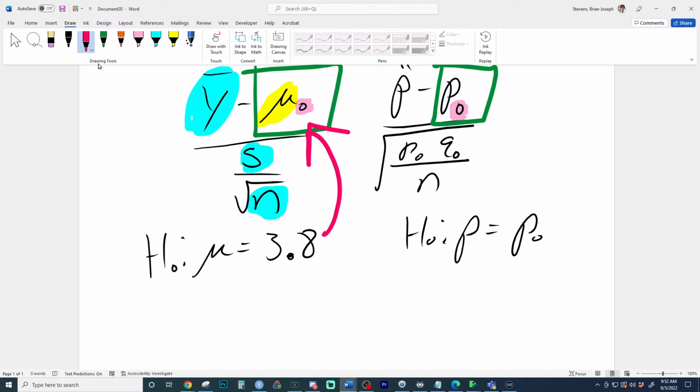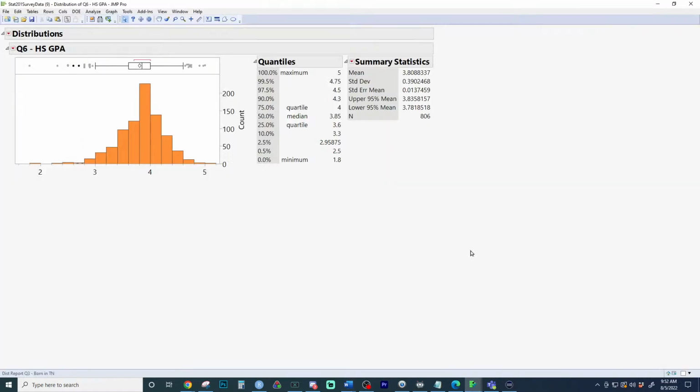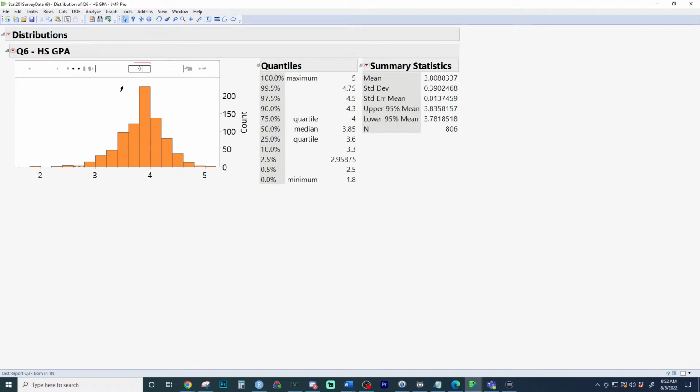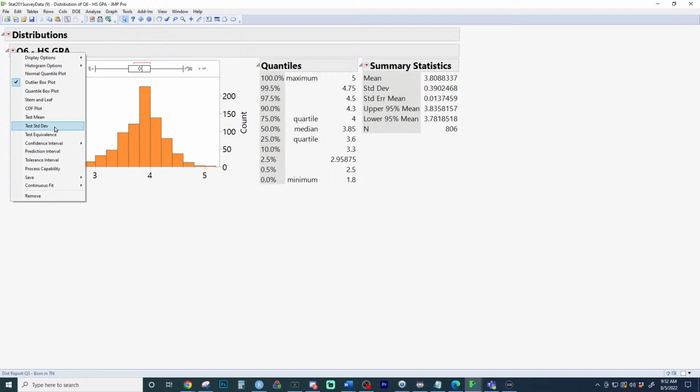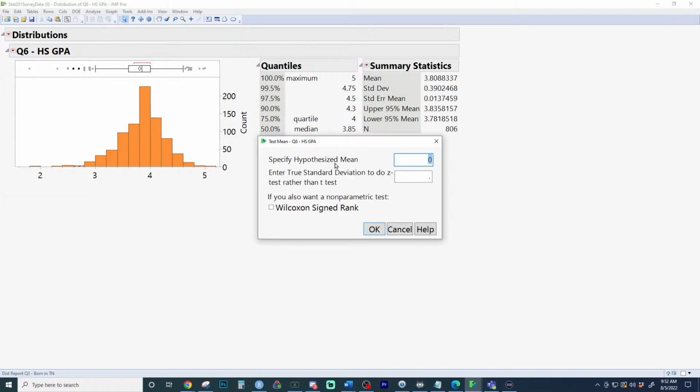It's going to be what we hypothesize is true. We're just saying, I believe this is true. You can take a guess and say anything is true. So when we do this test right here, all we do is go over here and go to t-test, and we tell it the value we are hypothesizing. So this is mu naught right here, and we don't do a z-test on this, we just do the t-test.